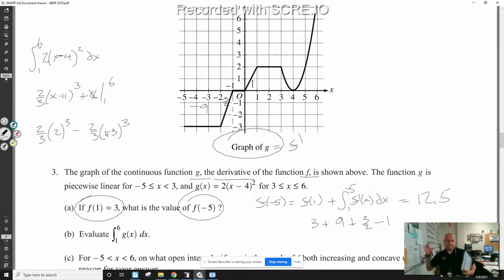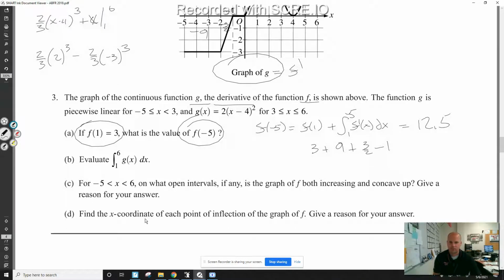Leave it like that. Don't try to simplify anymore. You're just going to waste your time. You're probably going to make a mistake. That's the answer. All right, now we got function analysis.